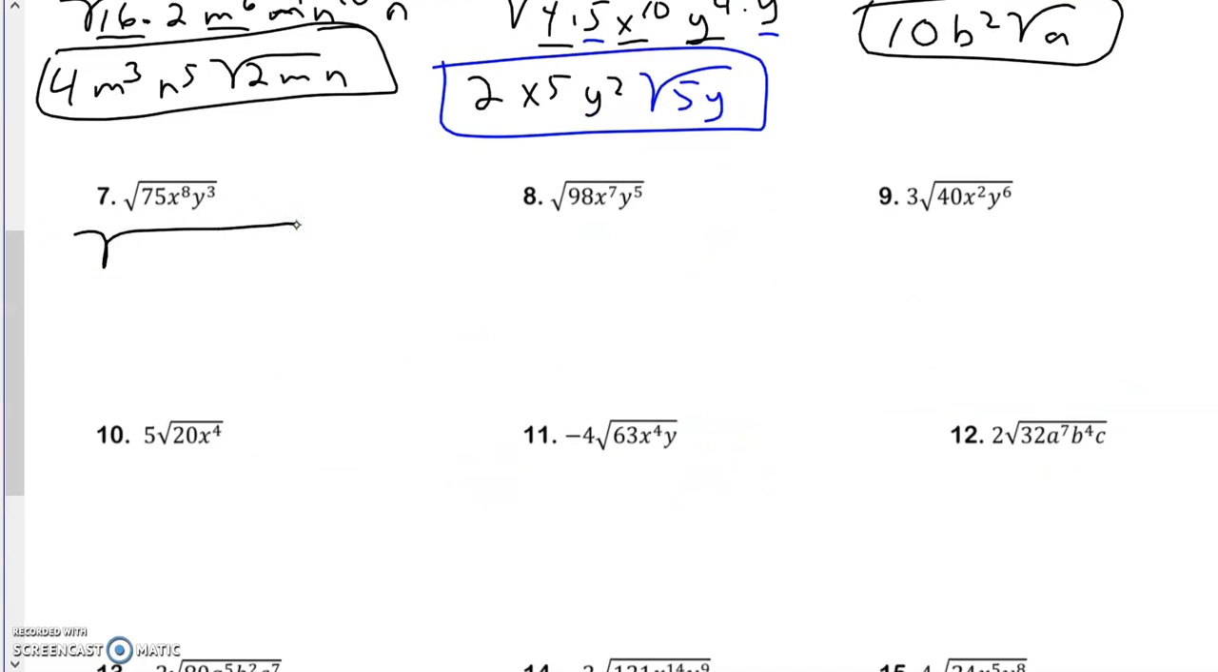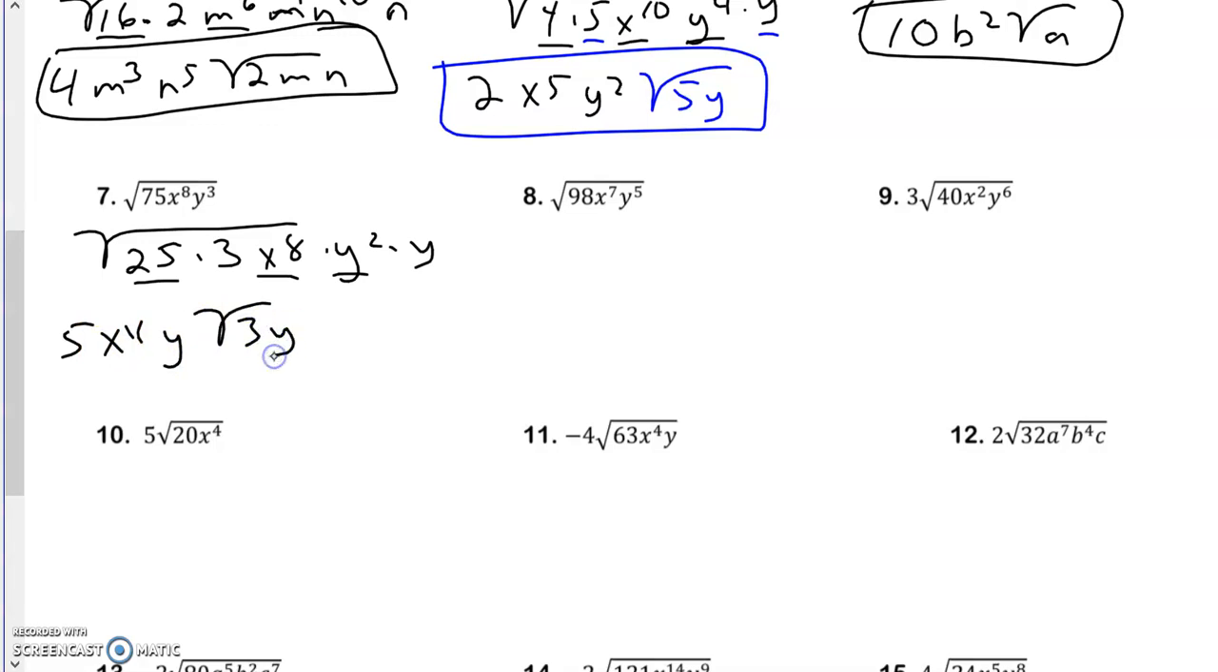Taking a look at the next one, I have 75. Anytime I see 75, I think of money because I like money, so I think of 25. So it's 25 times 3. X to the 8th is perfect. Y to the 3rd is not. So I got to do y to the 2nd and y. Underline the things that are perfect. The square root of 25 is 5. 8 divided by 2 is 4. 2 divided by 2 is 1. And what's not perfect, you just leave underneath. And we're done.